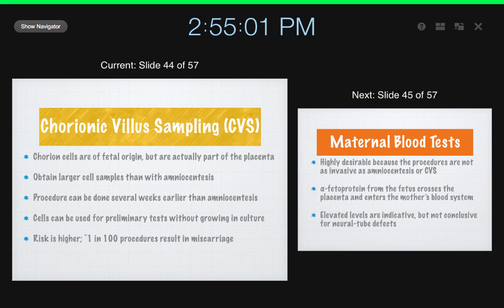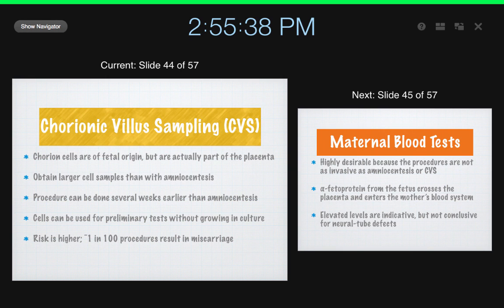To be able to do this, a popular technique that is probably close to 30 years old now is chorionic villi sampling. The chorion cells are actually a part of the placenta, but they are of fetal origin. The main advantage here is you can do it sooner. You get a larger cell sample, so you can do a preliminary karyotyping, then grow them in culture and test it again. The downside is it has a slightly higher risk. The risk of miscarriage is around 1% with these two techniques.